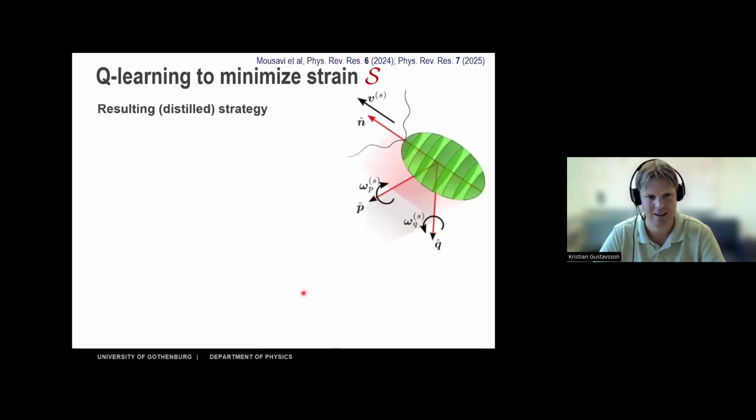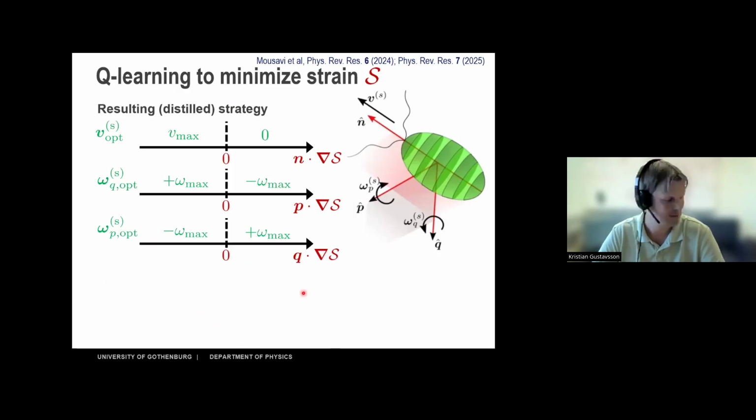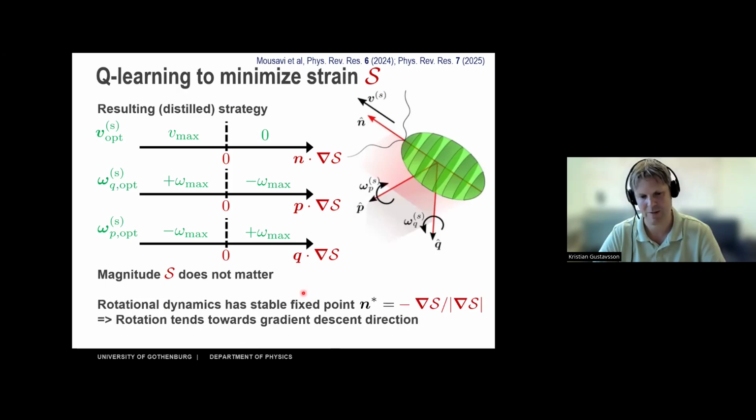And well, maybe I will not have time to go into the details, but we can find an efficient strategy for doing this. So essentially, one finds a gradient descent of the strain. So by sensing the strain gradients on the different orientations or different directions of the swimmer, it's possible to determine the direction to swim or to turn to be able to move to low strain regions.